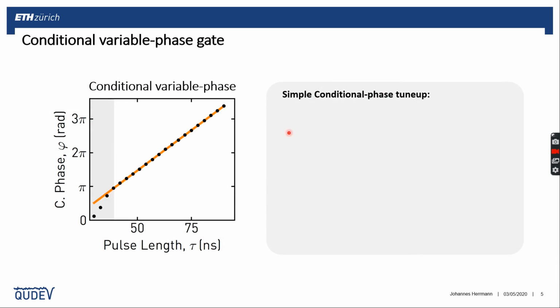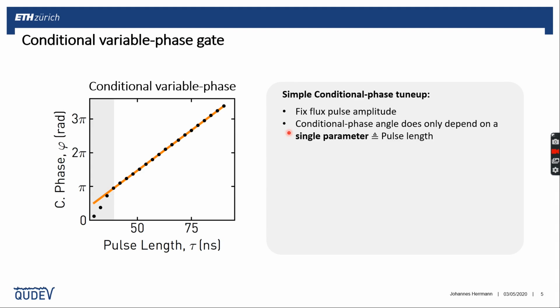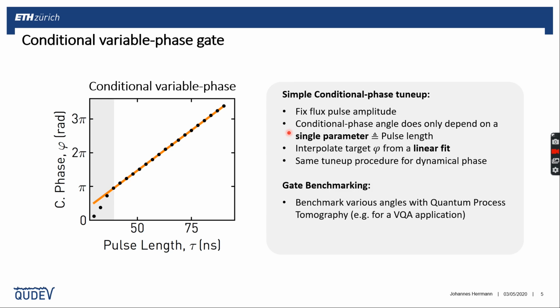So how does it work? So first we fix the flux pulse amplitude, and then since the conditional phase now only depends on this one free pulse parameter, the pulse length, we can sweep this one and record conditional phases for different pulse lengths. And now we can, since this is a nicely linear behavior, just do a linear fit of these conditional phases versus the pulse length and interpolate any target conditional phase angle by looking at this line. We can repeat the same tune-up procedure for the dynamical phase, and then we are ready to benchmark our gate.